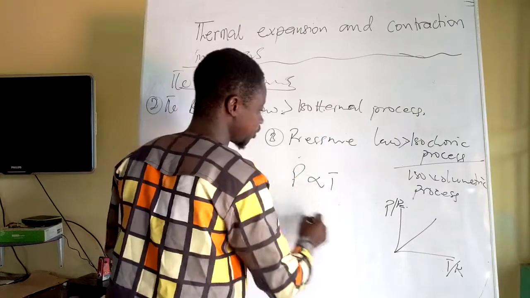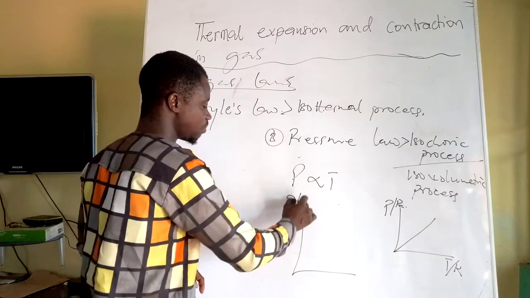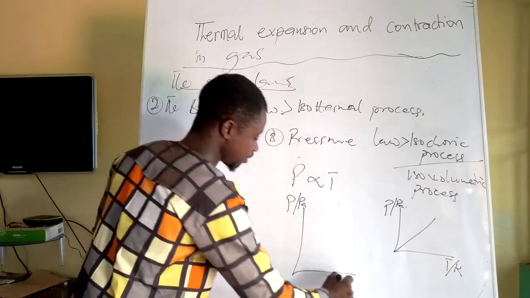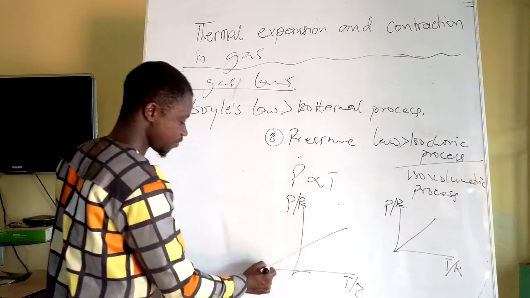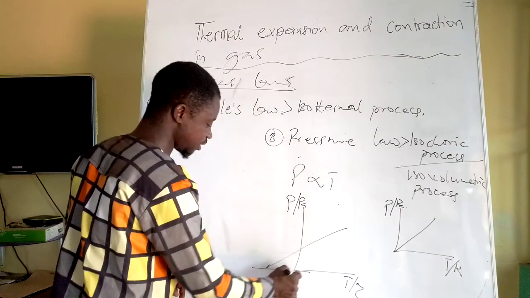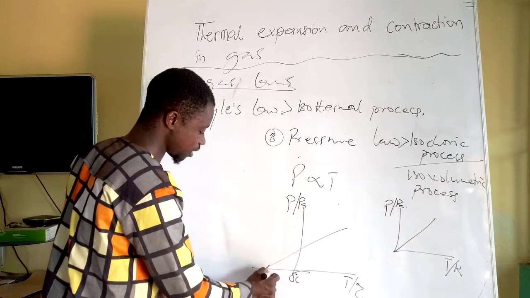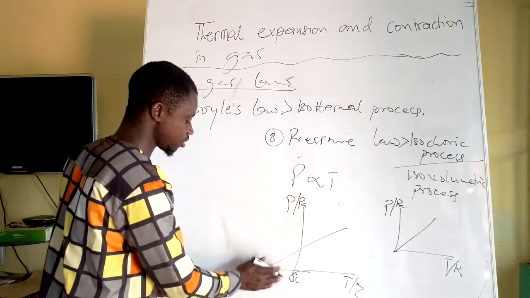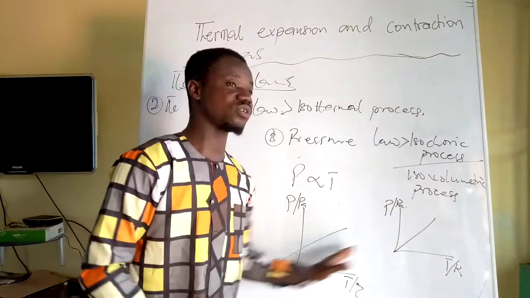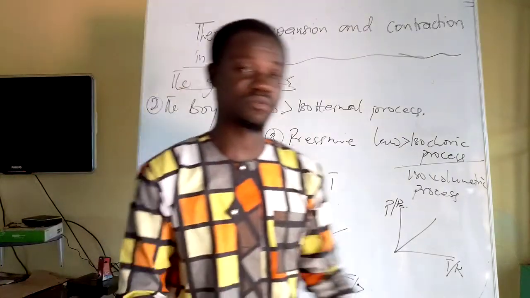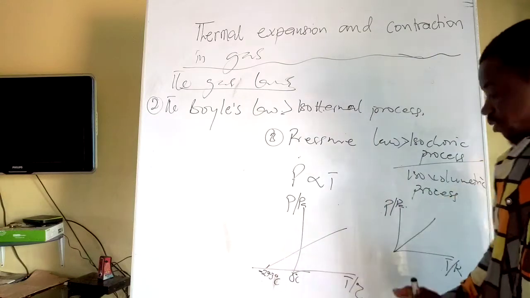Pressure proportional to temperature. So for pressure in Pascal versus temperature in degrees Celsius, the graph behaves like this, where this is 0 degrees Celsius and this point is minus 273 degrees Celsius. So take note of these two graphs so that in case it is sketched for you in objectives to choose between, you will not have problems.